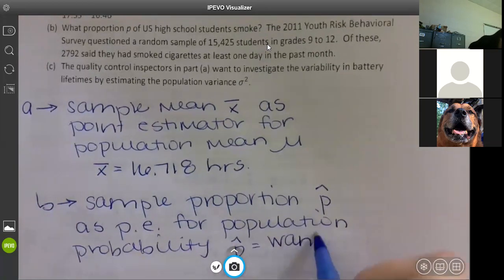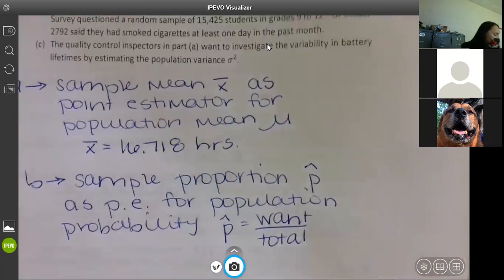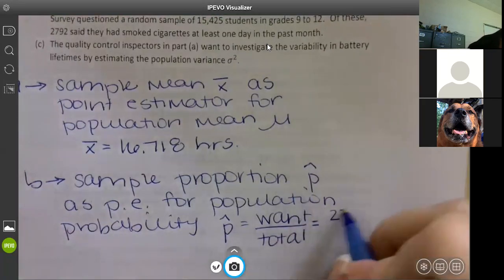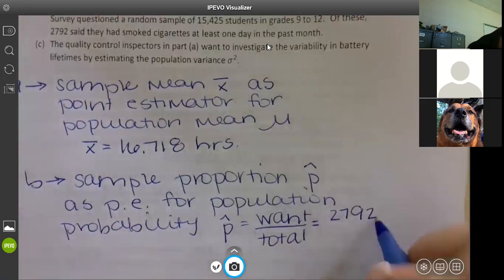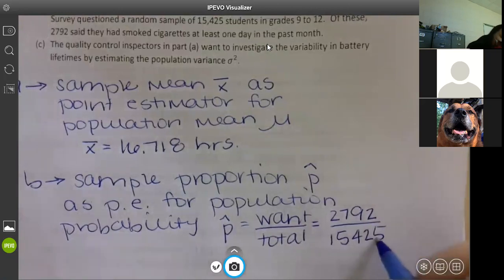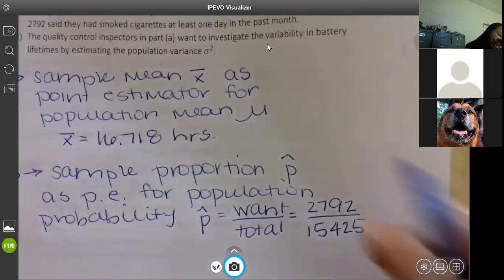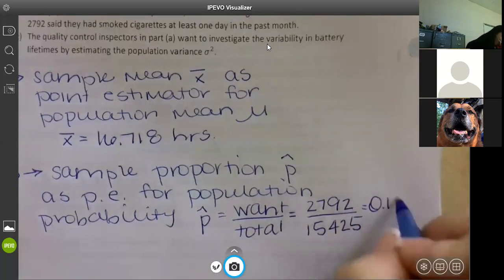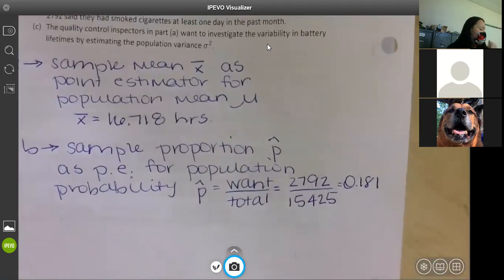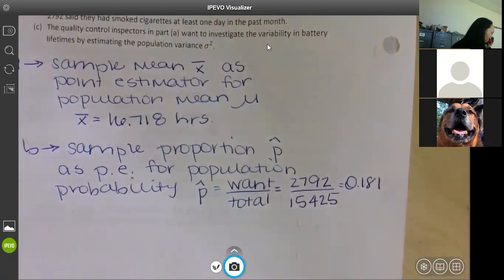Remember, our proportion is what we want over the total. We wanted to know how many students smoked once in the last month. So what we wanted was 2,792 out of 15,425, which gave us 0.181. So I wanted you to know where that number came from. Right.